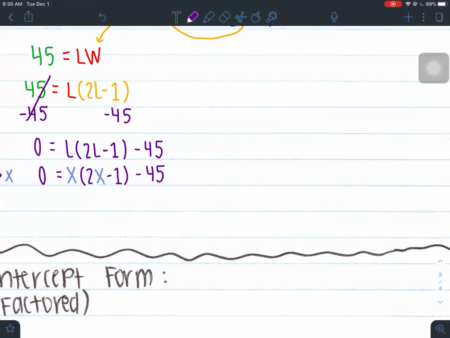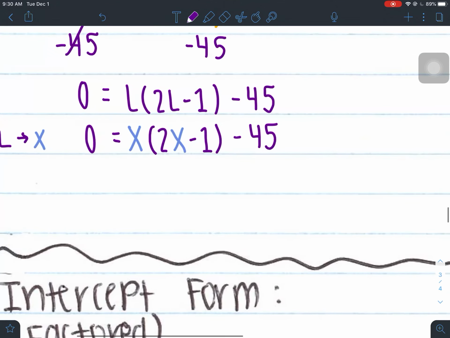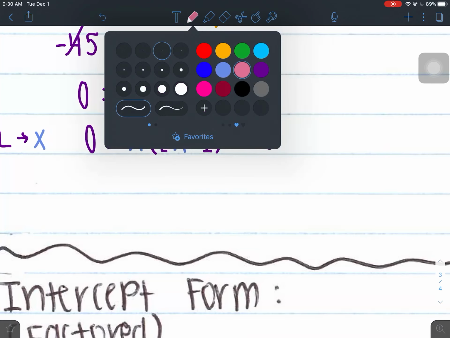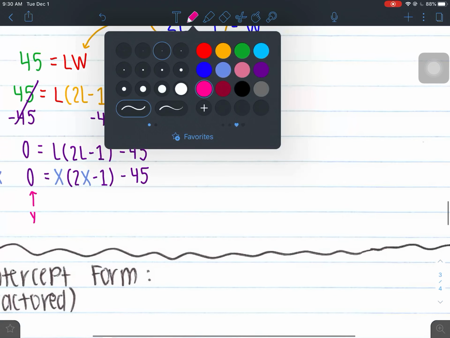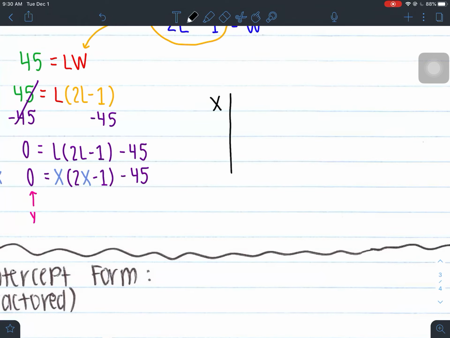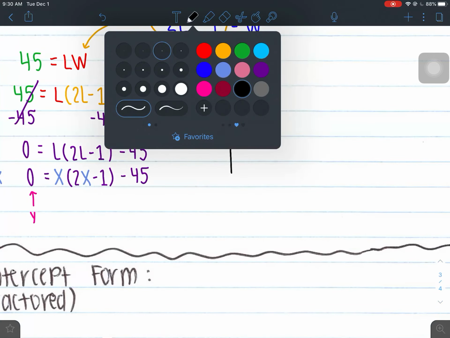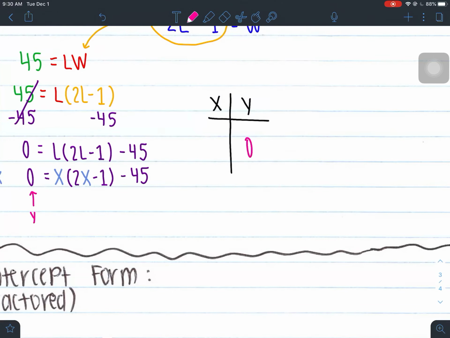Again, what are we looking for here? So what are we looking for? Again, we know that usually y is on that side, right? Because like y equals, but this 0 is in place of that y. So we're looking for 0 in the y column. So in your table, you have x and y. I'm looking for 0 in the y column.